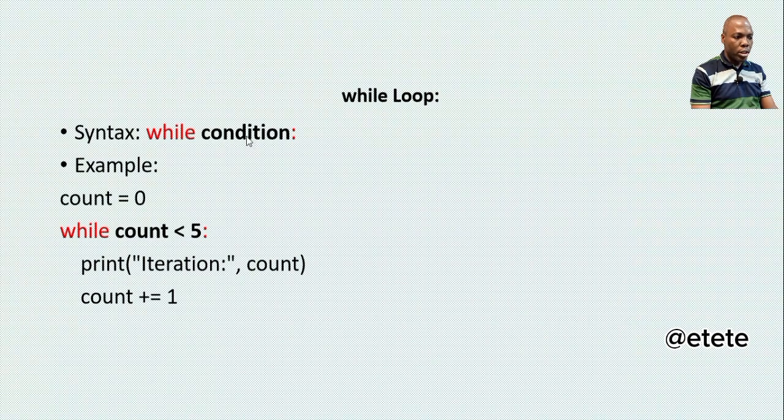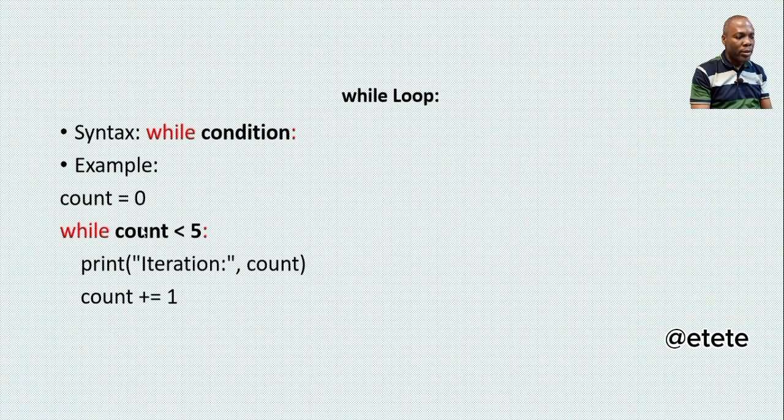So if the condition is true, then you go in and execute the instruction that is inside. You execute that block of code. So example, assign 0 to count. While count, which is this variable, is less than 5, go in and print out this instruction. So what is it saying? Go in, print iteration. This iteration is a string literal because of this double quote. So it's going to print this out, iteration, then colon. And then it will now go in and print out the value that is already inside this count.